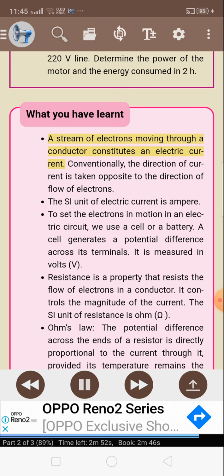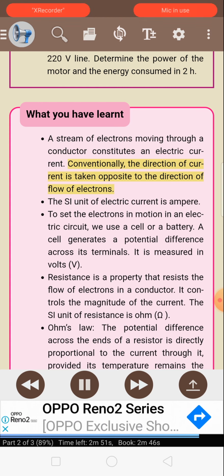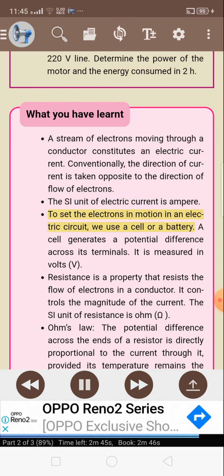What you have learned. A stream of electrons moving through a conductor constitutes an electric current. Conventionally, the direction of current is taken opposite to the direction of flow of electrons. The SI unit of electric current is ampere. To set the electrons in motion in an electric circuit, we use a cell or a battery. A cell generates a potential difference across its terminals. It is measured in volts (V).